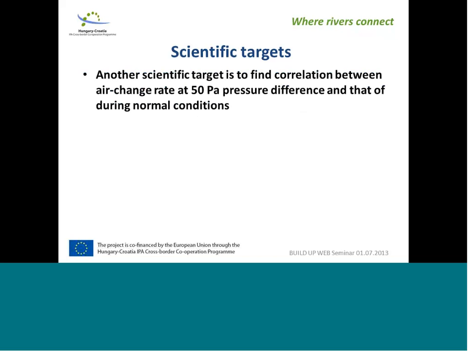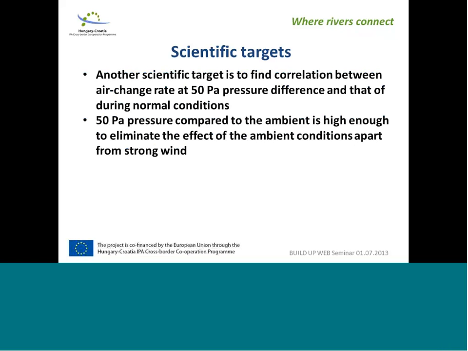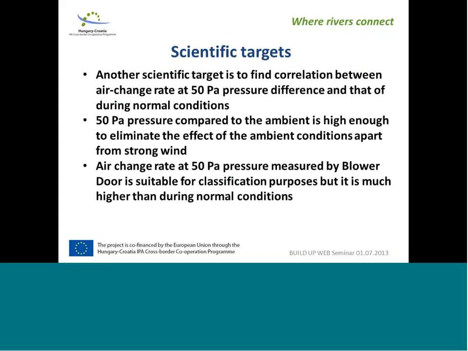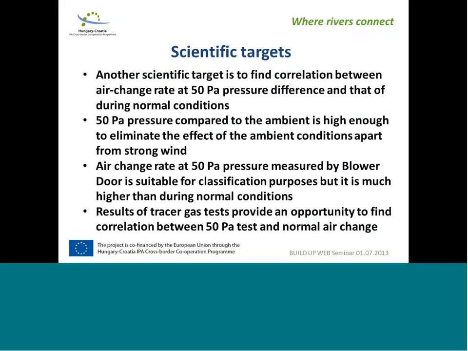Another scientific target was to find a correlation between the air change rate measured at 50 Pascal pressure difference and that during normal conditions. You might know the 50 Pascal pressure compared to the ambient is high enough to eliminate the effect of the ambient conditions, apart of course from strong wind, but it's not the air change that occurs during normal conditions. So we also targeted to measure air change rate during normal conditions and compare it with the 50 Pascal pressure difference tests.